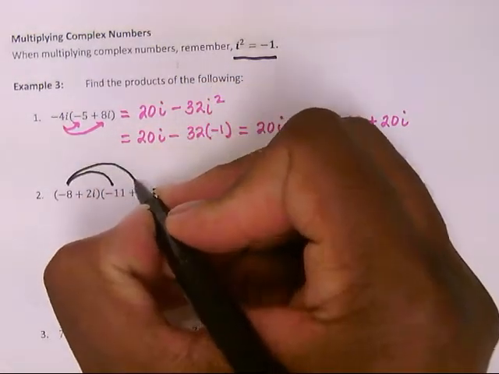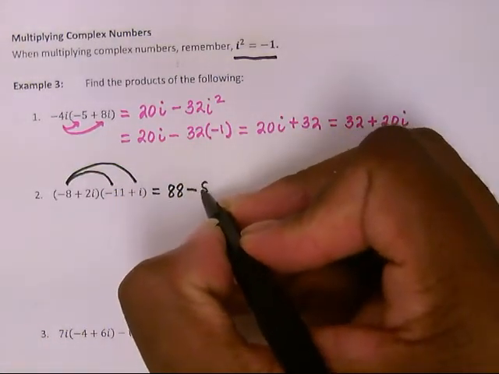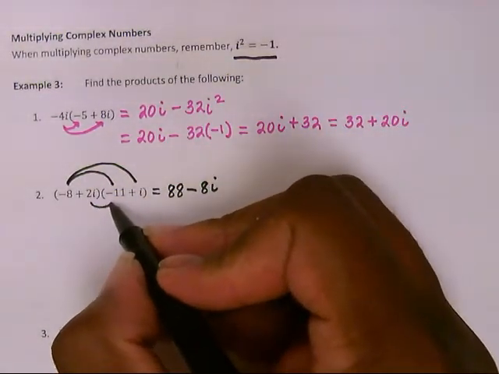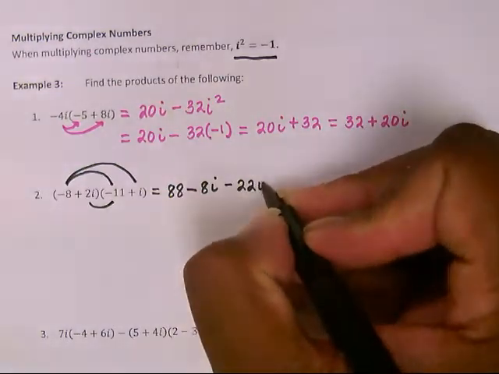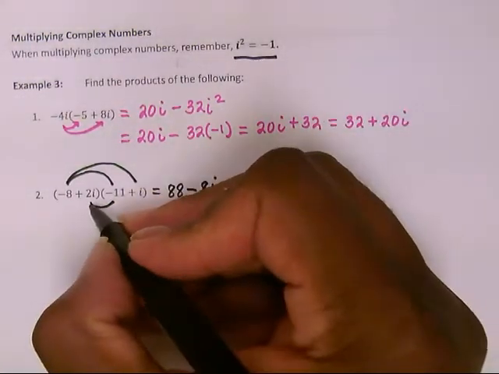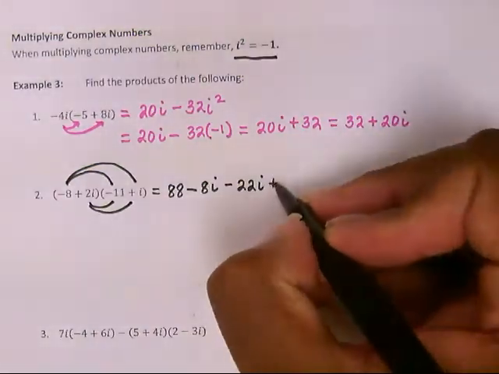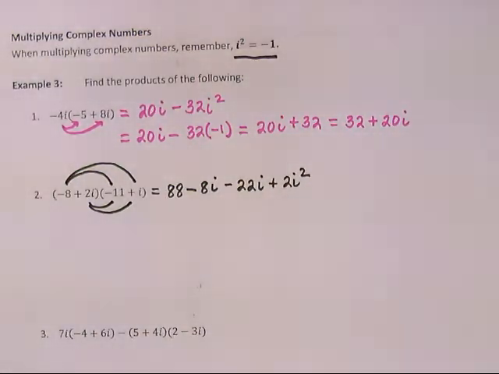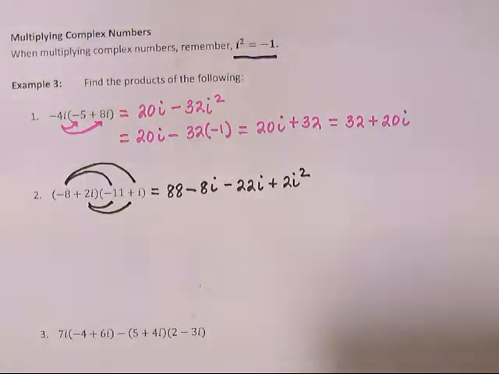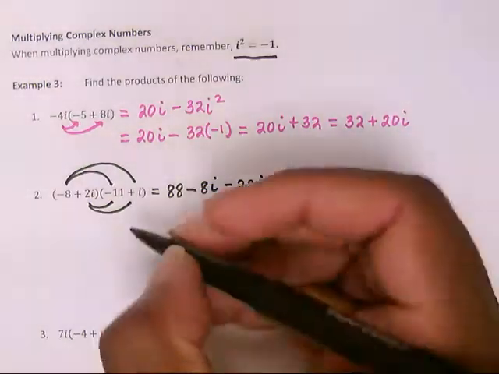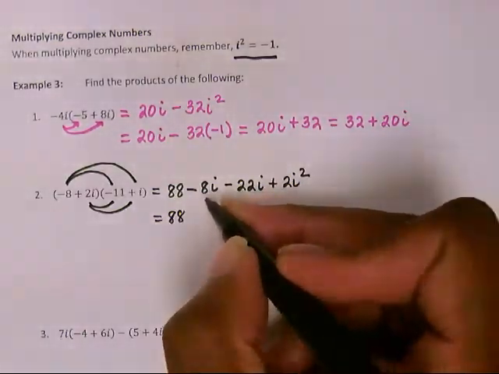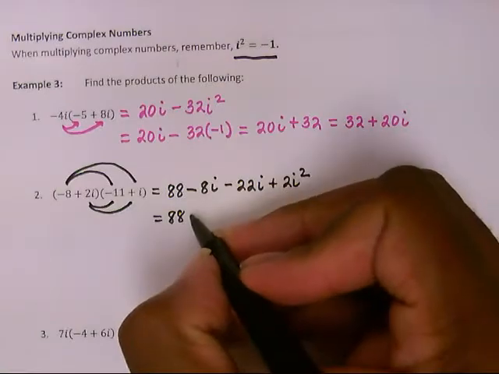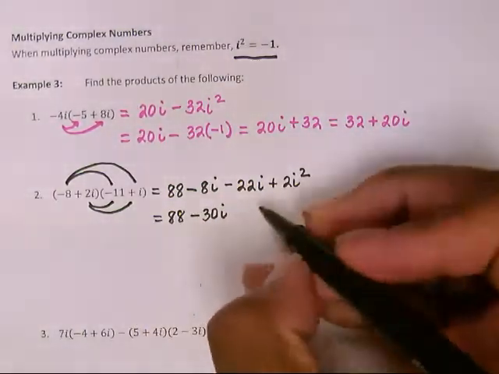And then the outer would be negative 8 times i, which is a minus 8i. The inside, 2i times negative 11, would be a minus 22i. And then last times last, 2i times i would be a plus 2i squared. Now, we know we got to replace the i squared with negative 1, but I'm going to start by simplifying this. I'm going to bring down the 88, and then combine these two terms here, negative 8i minus 22i. That's going to be a minus 30i.